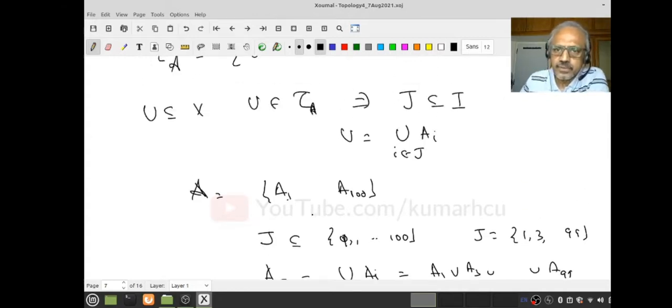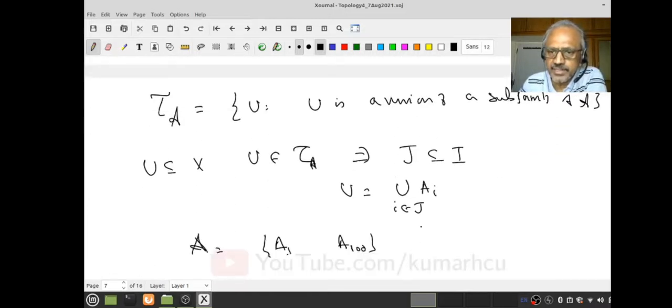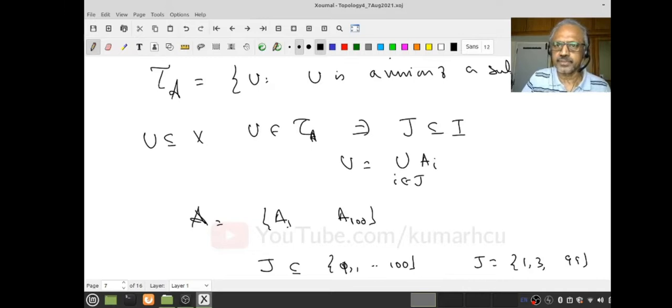Please understand this. Pause, review, proceed. So when does U belong to tau of A? In particular, I am allowing the empty set also, because if J is empty, that union will be the empty set. And if J equals all of I, that will be all of X. I will come to that. Do you understand this? Pause, review, proceed. I want you to understand when U belongs to this. This is the crucial thing. If you want to master this, you should learn this very well.